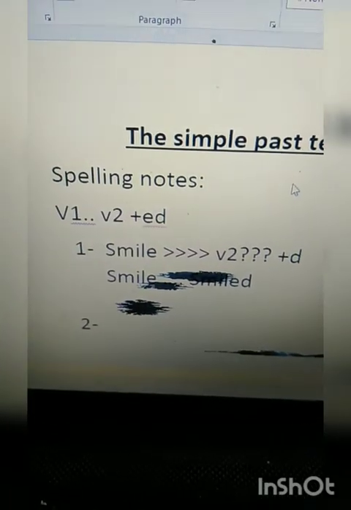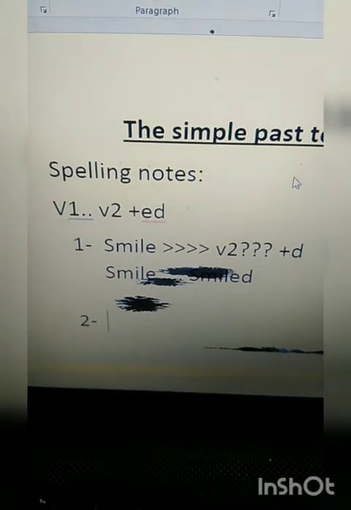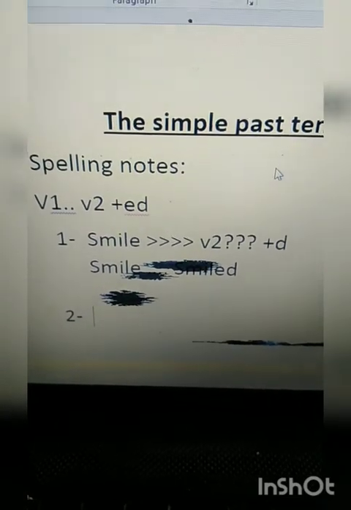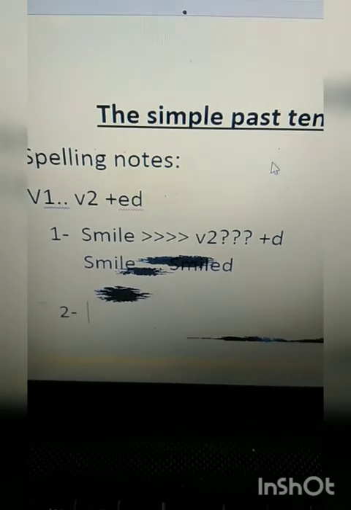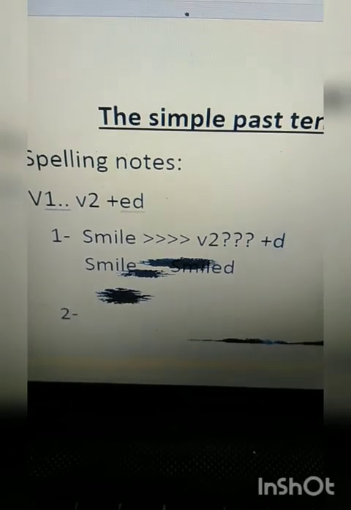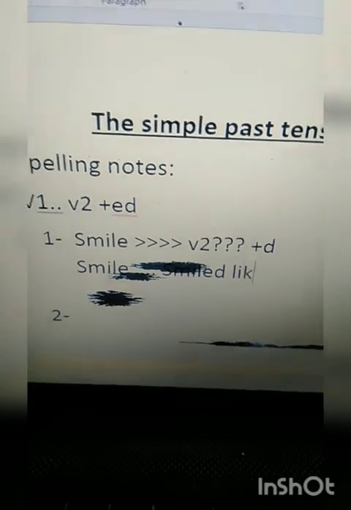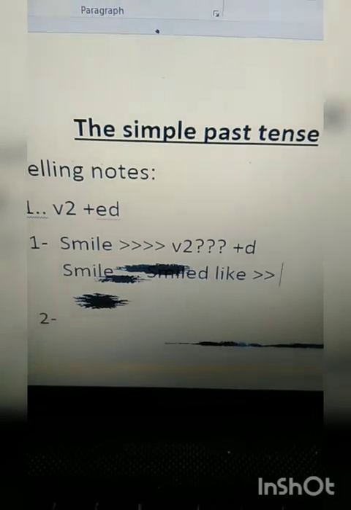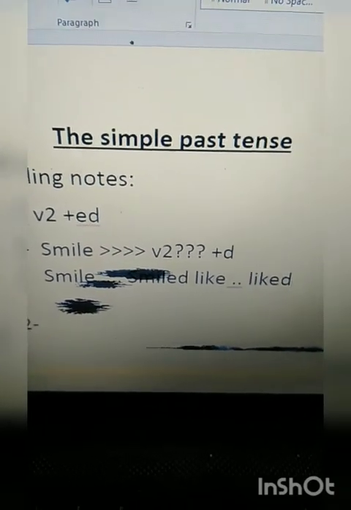Again, if I want to change the verb from the base form to the past form, from verb 1 to verb 2, I'm going to add ed. But in some situations, the verbs that end with e, I have to add only d. Such as smile, it becomes smiled. Such as like, it ends with e, so I only add d and it becomes liked.